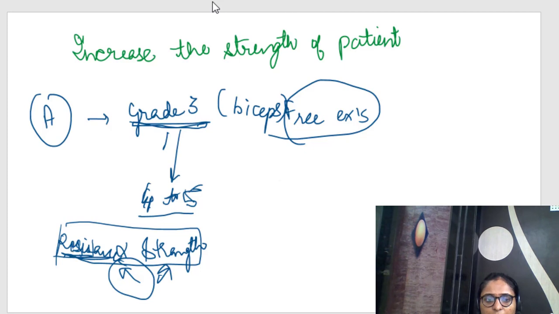But keep in mind that resistance should be given accordingly. If you have to increase the strength of the patient, you provide resistance that is externally applied. If the patient does the exercises against that resistance, the strength will obviously increase.